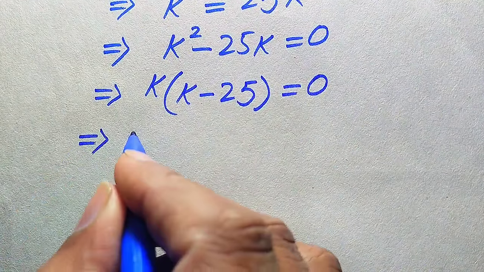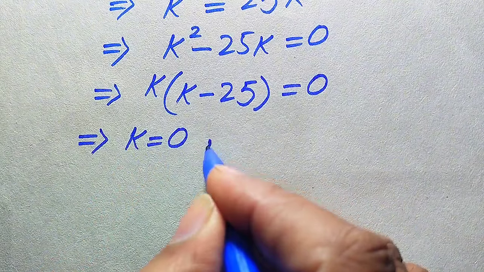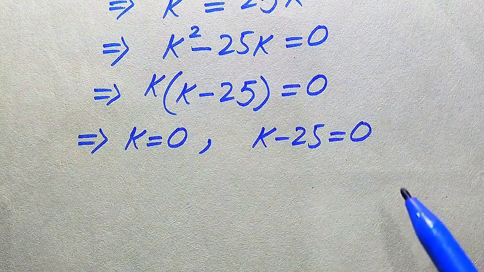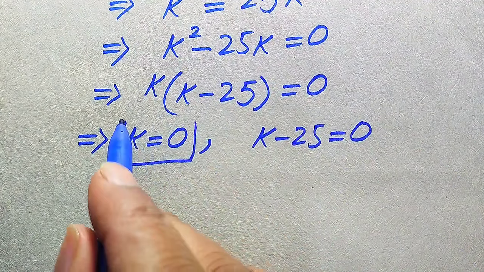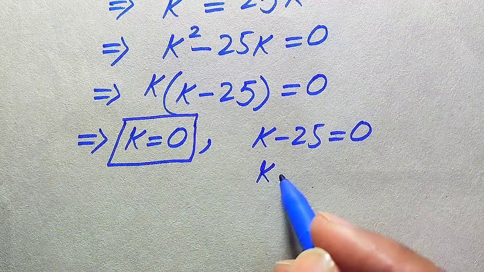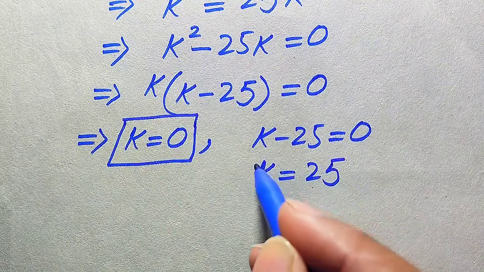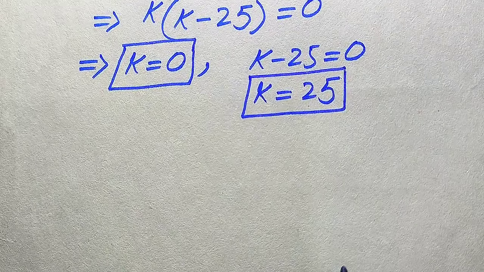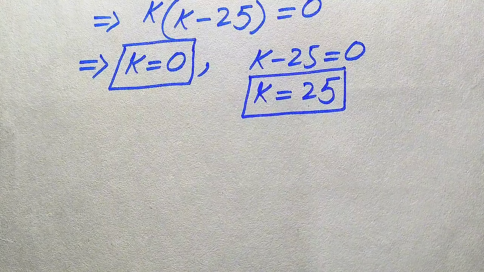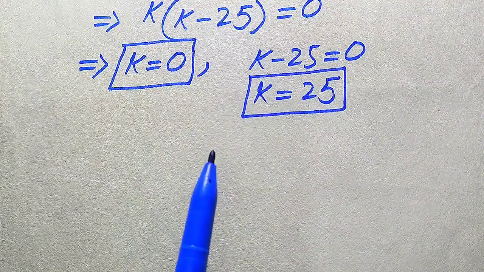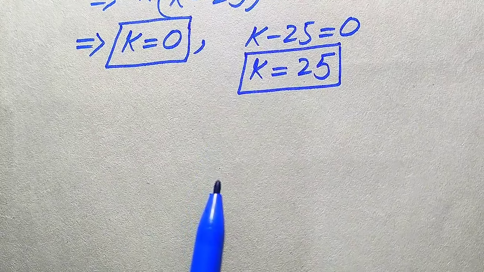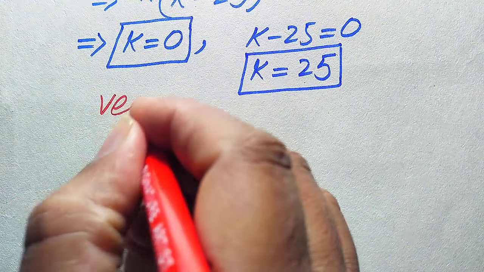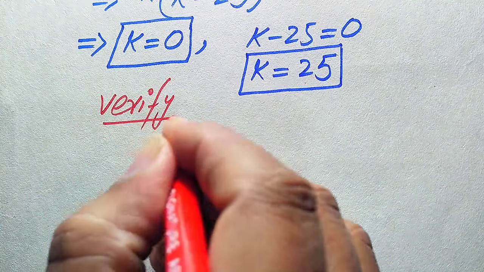Now in the next step we need to divide this equation into two cases. The first case is we write k equals 0, and the second case is we write k minus 25 equals 0. So this is our first root of the given equation, and from here we get the value k equals plus 25, and this is the second root of the given equation. So in this method we get two values, or two roots, of the given equation: 0 and 25. Now in the next step we need to verify which of these roots are solutions and which of these roots are extraneous roots.